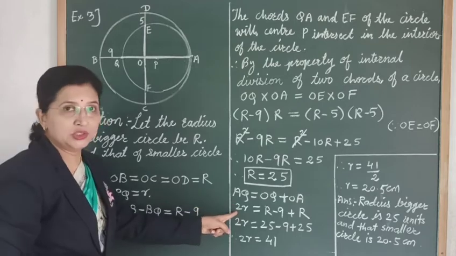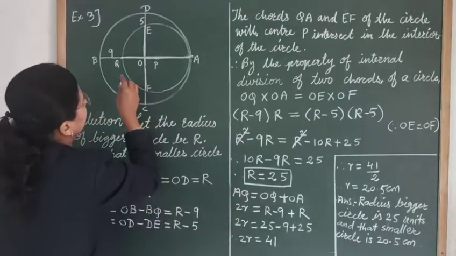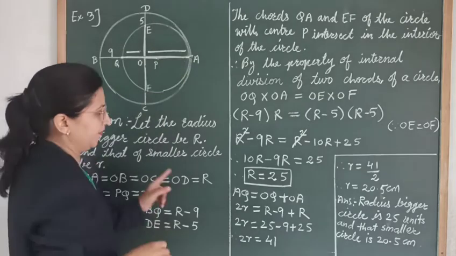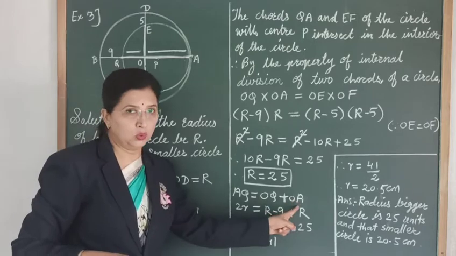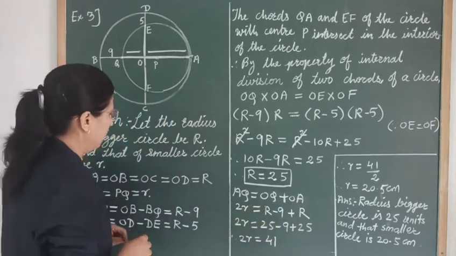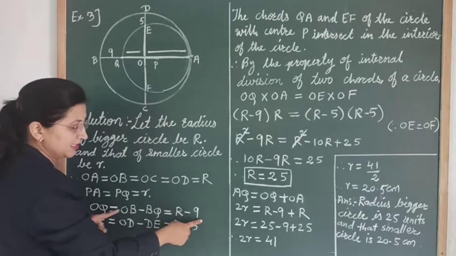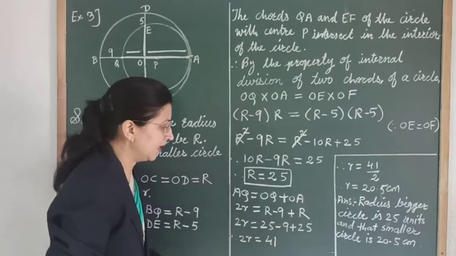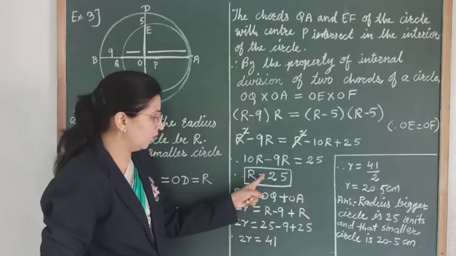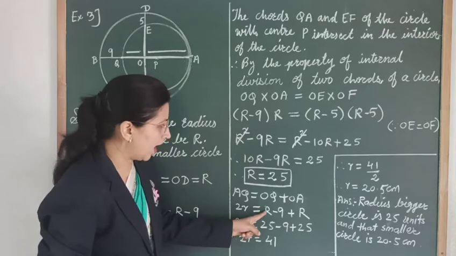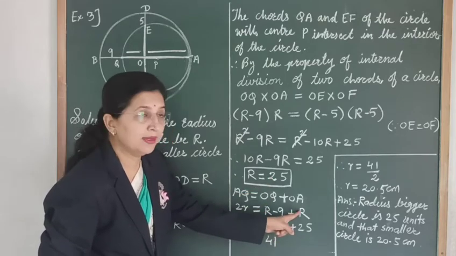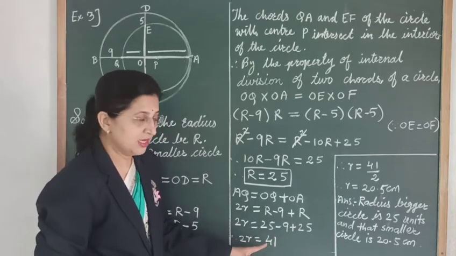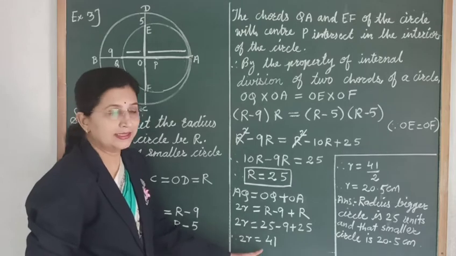So the diameter will be 2r is equal to. Now here this QA is nothing but OQ plus OA. Right? OQ plus OA. So let's put the value. What is OQ? OQ, that is R minus 9. And what is OA? Radius of the bigger circle, that is capital R. So let's put the value of R. So 2r is equal to 25 minus 9 plus 25. 25 plus 25 is 50, 50 minus 9 is 41. So in this way we got 2r is equal to 41.